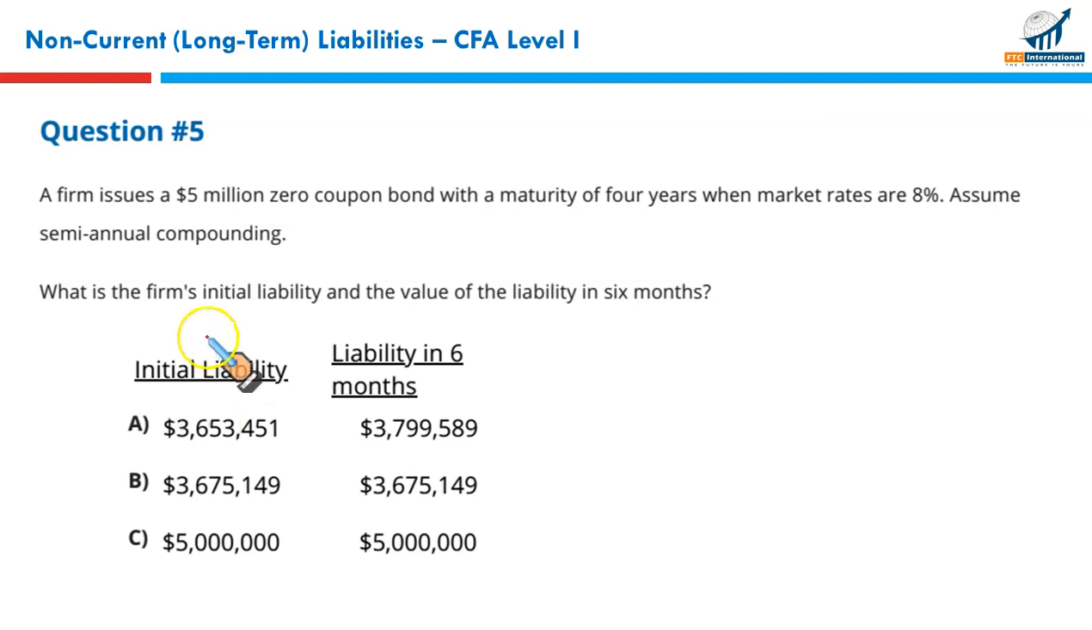Next, a firm issues a 5 million zero coupon bond with a maturity of 4 years when the market rates are 8%. Remember, it's a zero coupon bond, which means the PMT would be 0, right? 8% is the market rate, which will be used for discounting purposes. Assume semi-annual compounding. What is the firm's initial liability, the present value of the bond at the start of the bond issue, and the value of the liability in 6 months? So we will do the same thing.